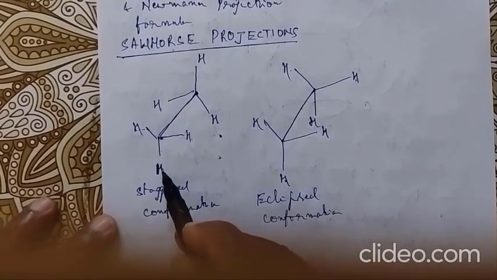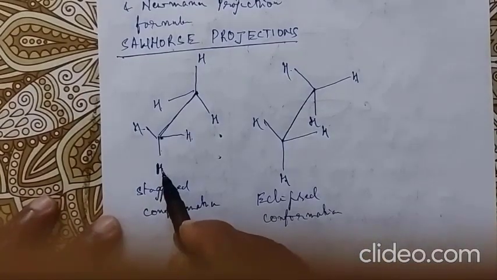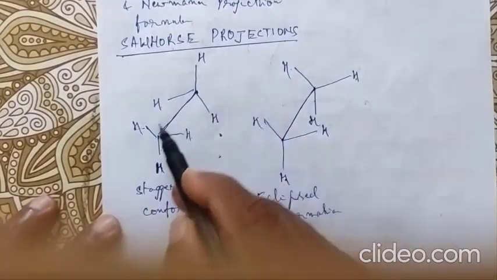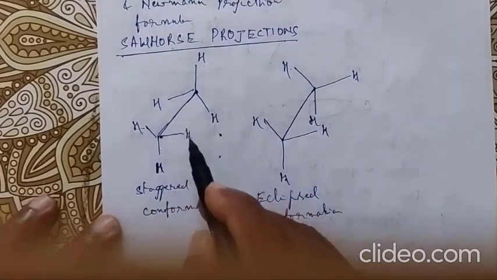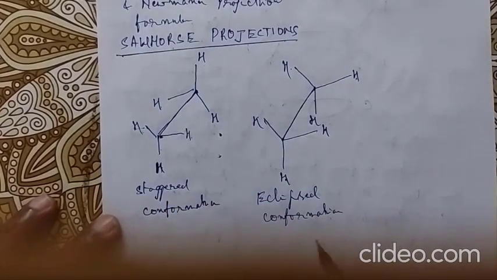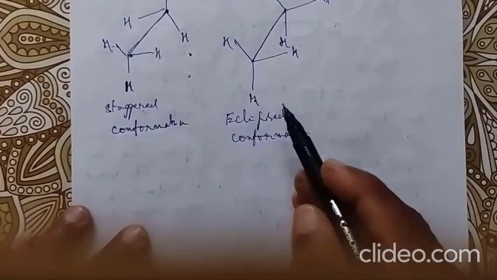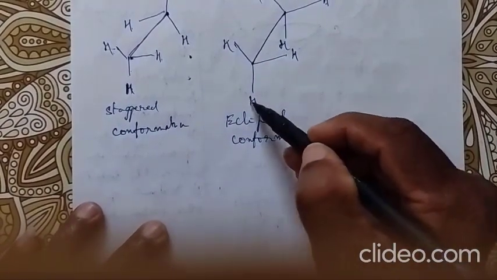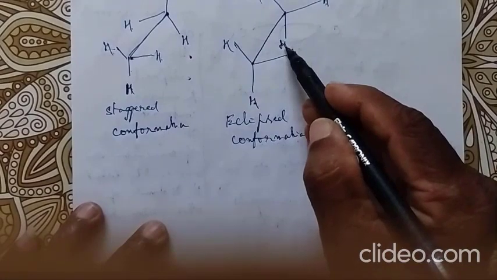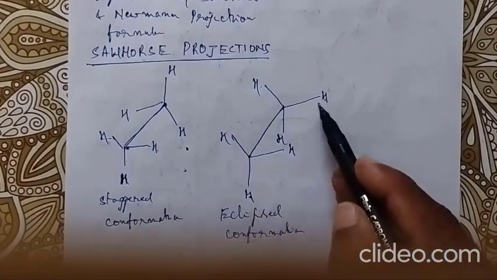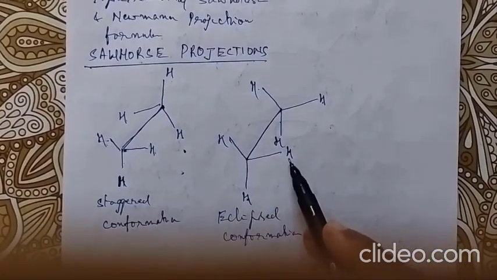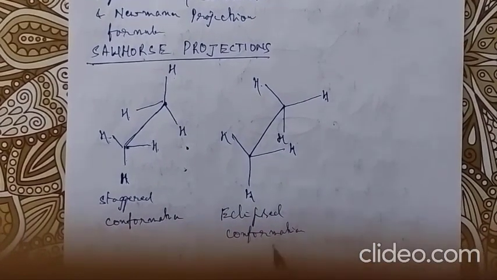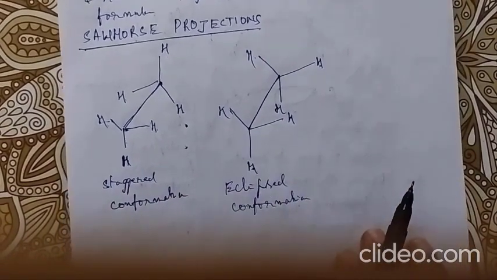In staggered conformation, the hydrogen atoms of one carbon atom are far away from the hydrogen atoms of the other carbon atom, this hydrogen and this, right? Whereas in eclipsed form, this hydrogen atom exactly eclipses this, and of course all the respective hydrogen atoms of one carbon atom eclipse the hydrogen atoms of the other carbon atom. So these are Sawhorse projections.